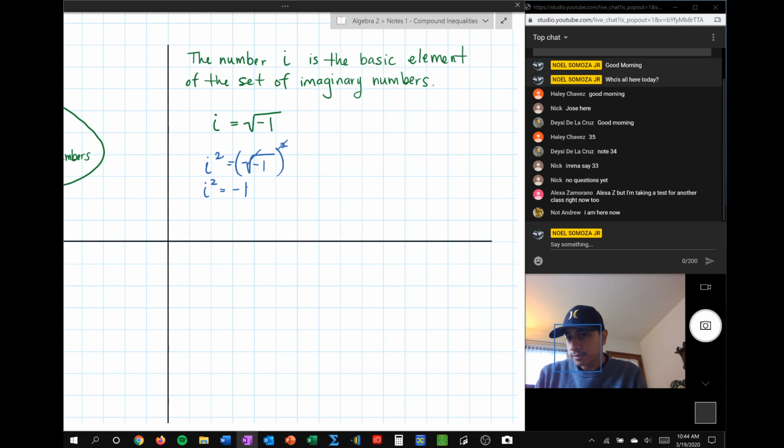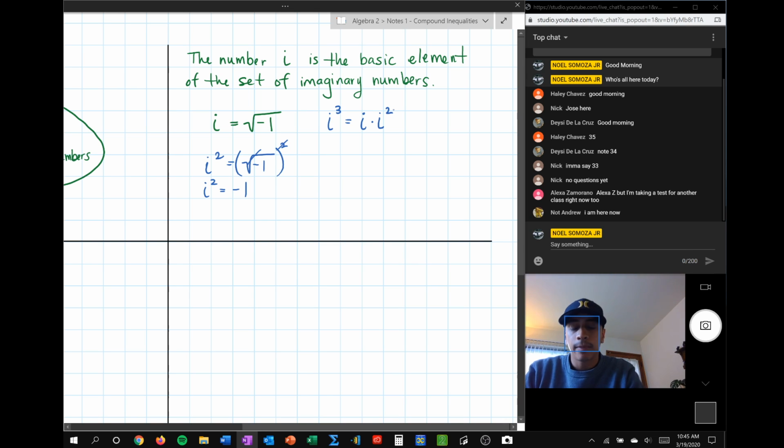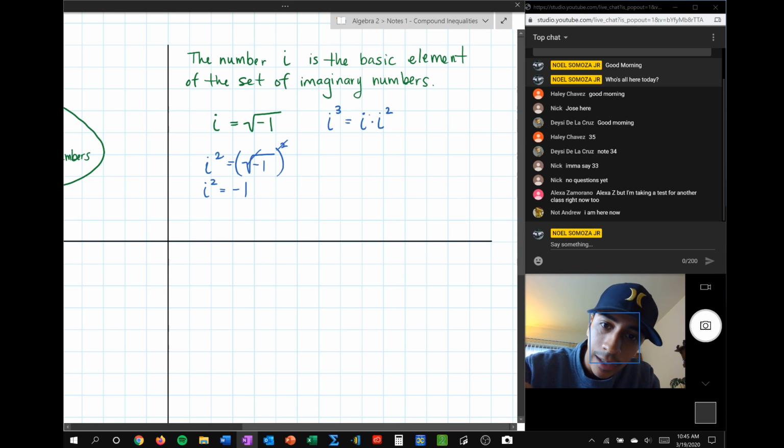Now there's a cycle between these i's. They only go so far before they start to repeat themselves. Here's what I mean. What if we thought about i to the third? Would you agree that that's the same thing as saying i times i squared? So i is the same thing as the square root of -1, and we just found out that i squared is the same thing as -1.